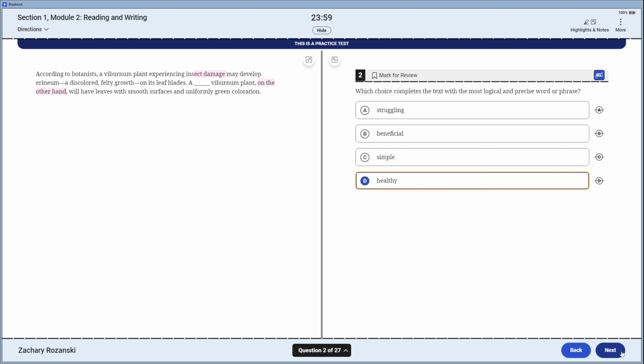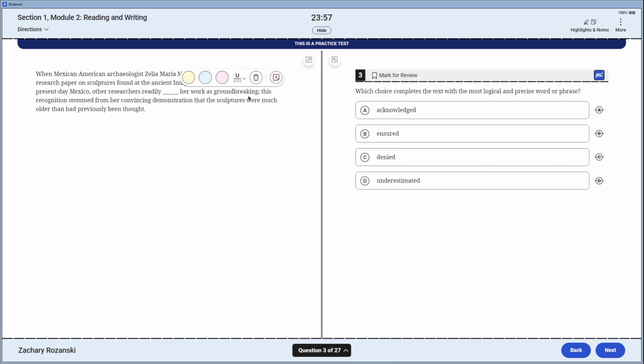Beneficial isn't "not damaged," it just means healthy. Move on to the next question. In the immediate sentence, I just see a context clue: "groundbreaking," colon or semicolon, so I'll read past it. This recognition links itself to the groundbreaking. We've got the recognition. We're living in a land of positivity.